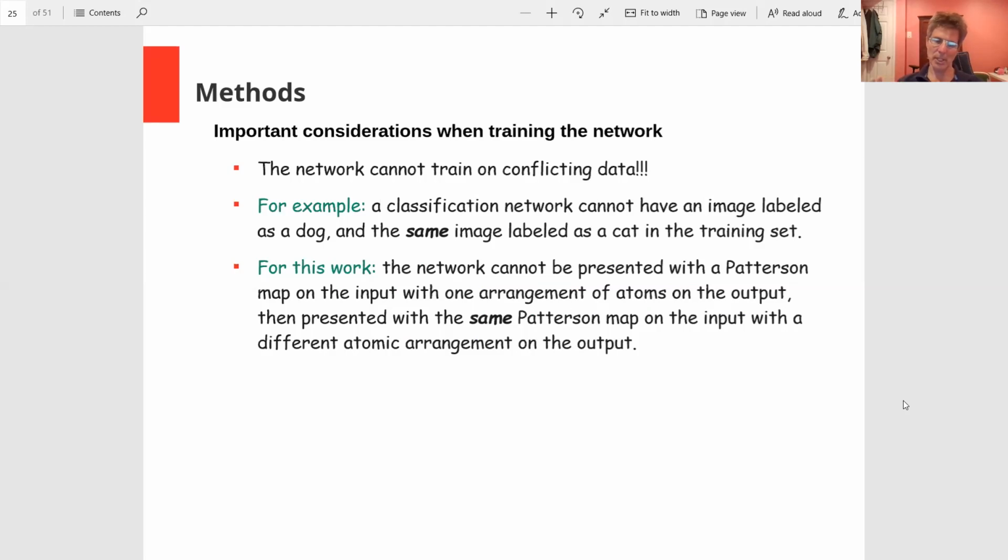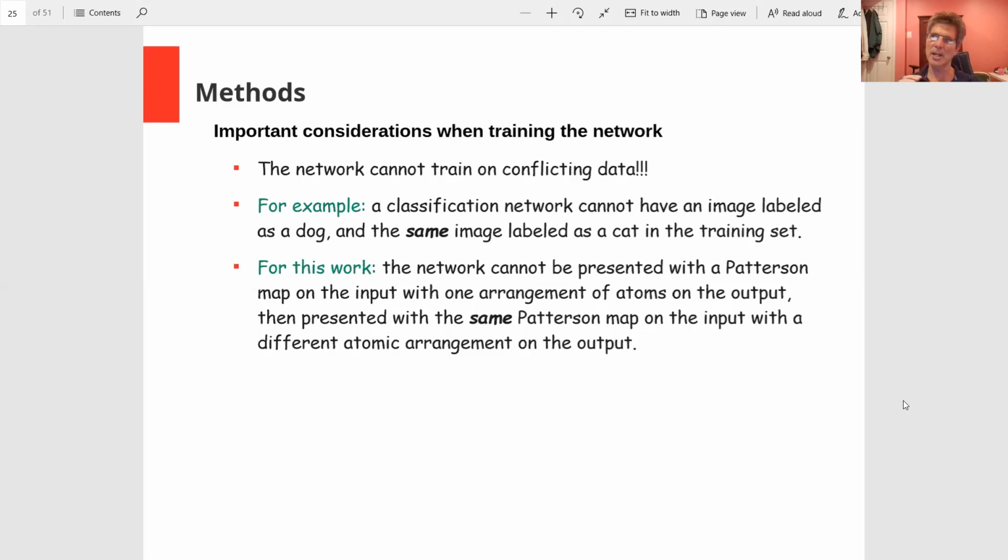Let's say you present the neural network input with an image of a cat. You say, here's a cat. Then you present it with a dog, and you say, here's a dog. And the network's training, and it's learning that. But if you were then to present the network with an image of a cat that you had already presented and identified as a cat, and this time you say, no, it's a dog, that will make it very difficult for the network to train. It will mess up the training. The network can't train on conflicting data. If you give it conflicting data, it won't train and it won't generalize.